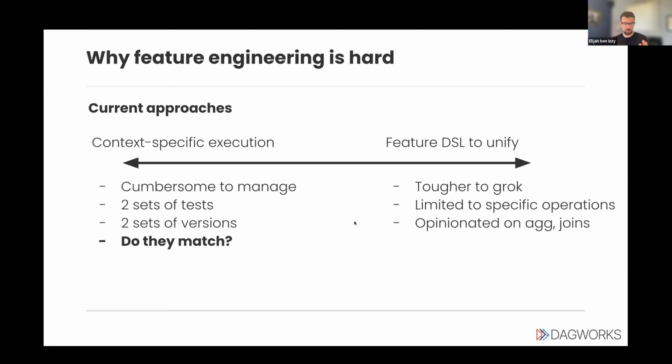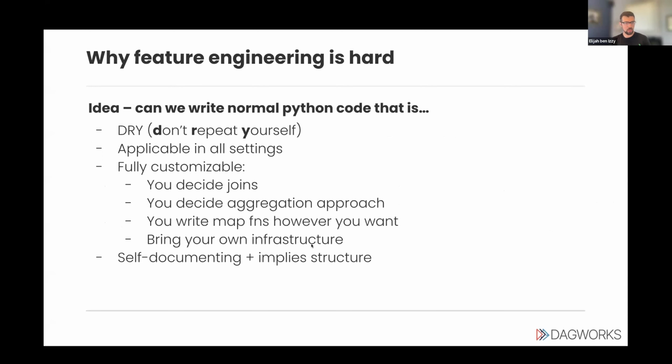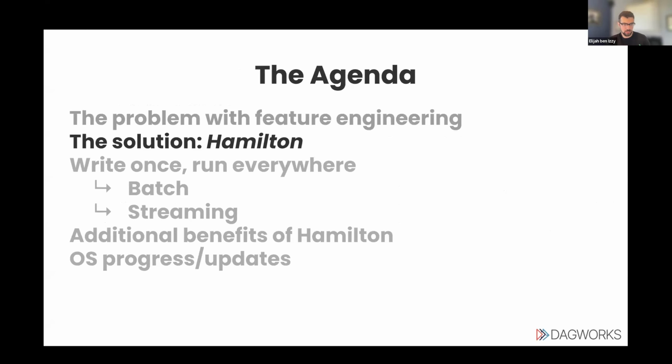So I want to propose something right in the middle. The idea is, can we write normal Python code that is DRY, meaning you don't repeat yourself, applicable in all settings, so you can reuse pretty much all the same code, fully customizable. You decide how to do joins differently, you decide on your aggregation approach, you write map functions however you want, and you bring all your own infrastructure. And that is self-documenting and implies structure, meaning it's really easy to figure out exactly what is happening in your feature code just by looking at the code. So I'm going to talk about how Hamilton is the solution we came up with to solve this problem.